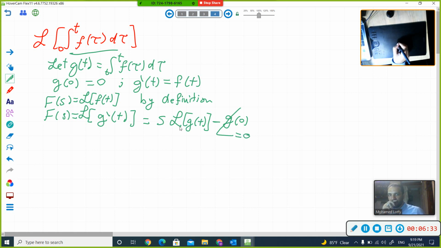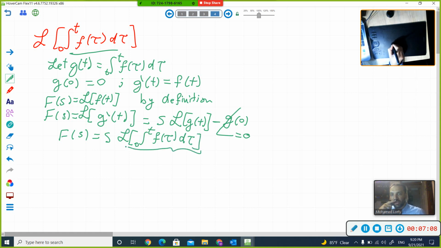So F of s equals s times the Laplace transform of g of t. What is g of t? G of t is the integration itself. We just replaced it by g of t for simplicity. So let's return back to our original function, which is the integration from 0 to t of f of tau d tau. So what about this term? It can go to the left hand side.